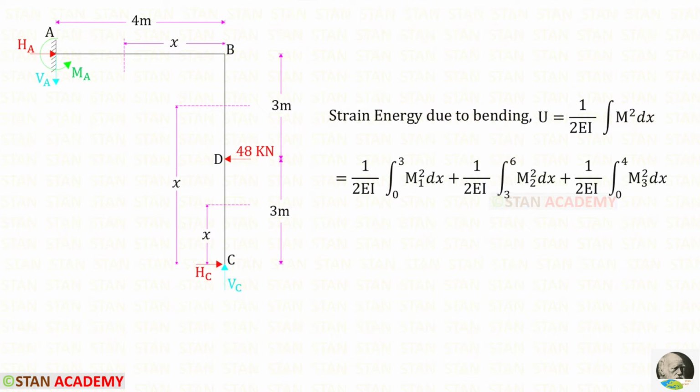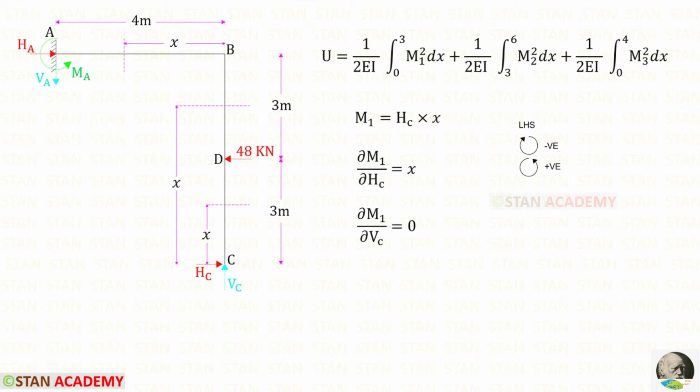Since there are three sections, we have to split the formula into three parts. This is for this section. Here the limit is 0 to 3. This is for this section. Here the limit is 3 to 6. And this is for this section. Here the limit is 0 to 4. We are going to find the moments M1, M2 and M3. We need to follow left hand side rule. Clockwise will be negative and anti-clockwise will be positive.